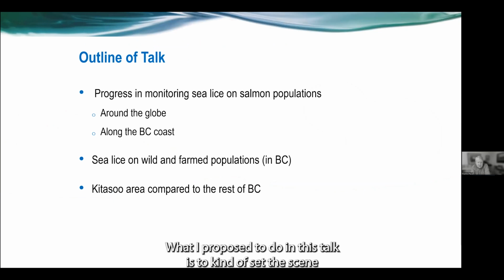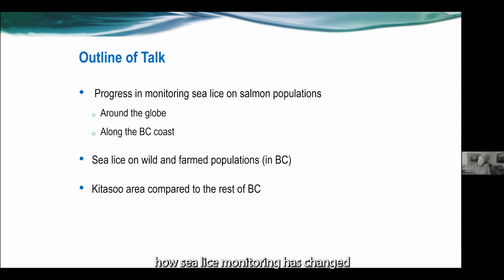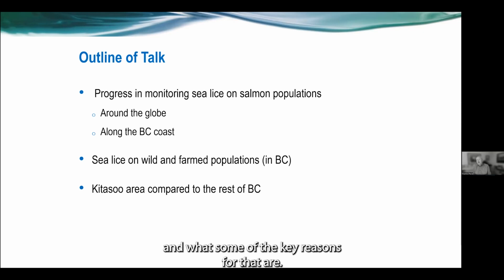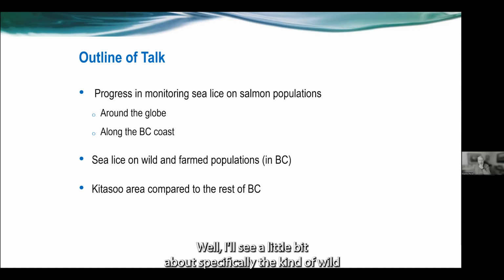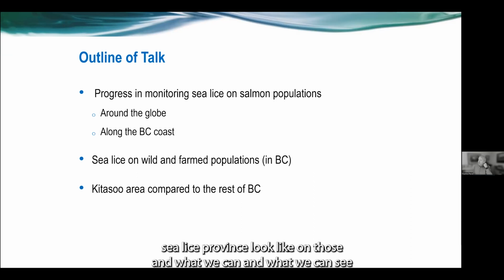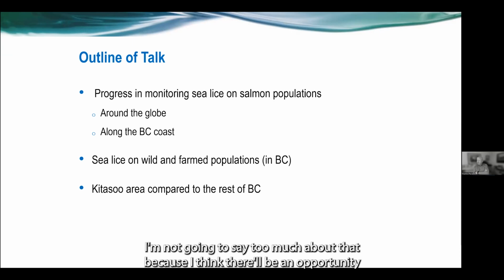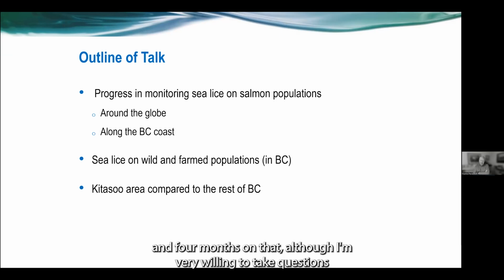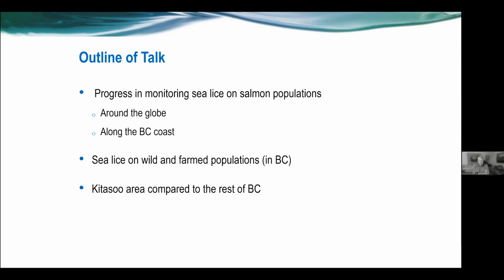So what I propose to do in this talk is to set the scene a little bit more broadly, to talk about how sea lice monitoring has changed and what some of the key reasons for that are, the approaches to sea lice control on farms and the monitoring of wild populations. We'll start at a global scale, and then focus on the BC coast as a unit, with all of the different regions within it. Then I'll say a little bit about the wild and farmed components of those populations and what sea lice patterns have looked like on those, what we can say, what we can't say, and what we should be cautious about saying. And then I will finish with a few comments about the Kitasoo area in particular, but I'm not going to say too much about that because there'll be an opportunity as you get input from both Simon and Lice, although I'm very willing and happy to take questions in that area if that's appropriate.